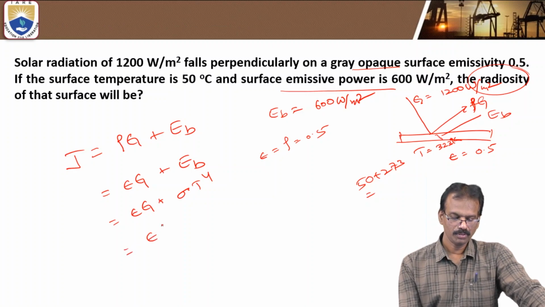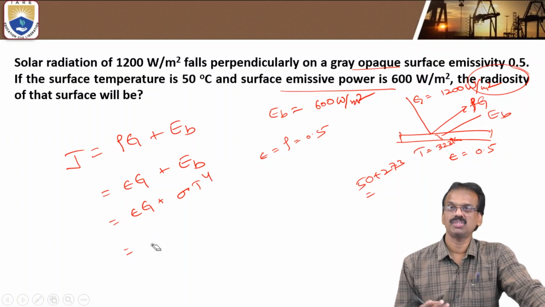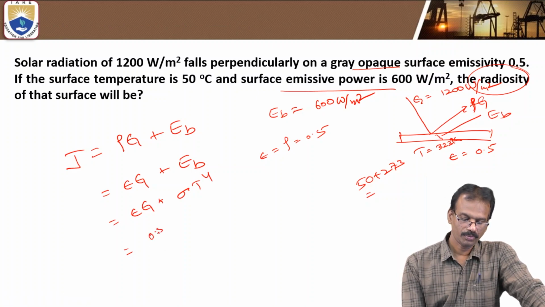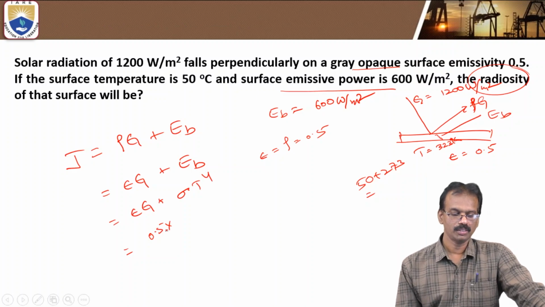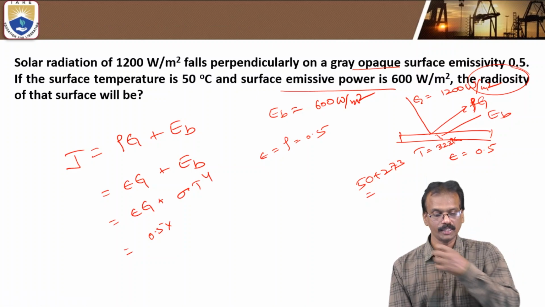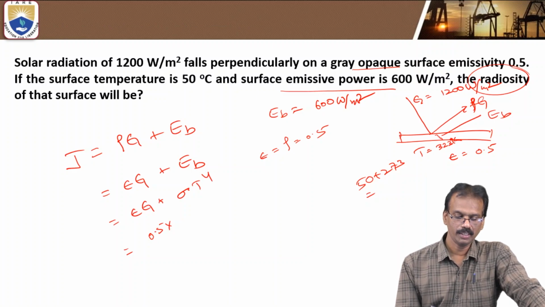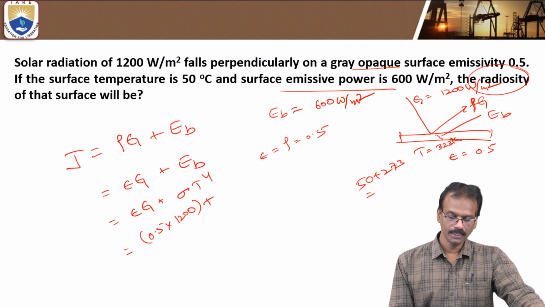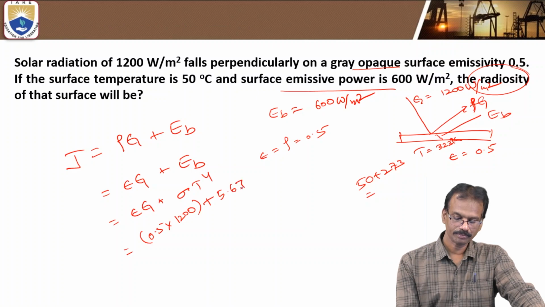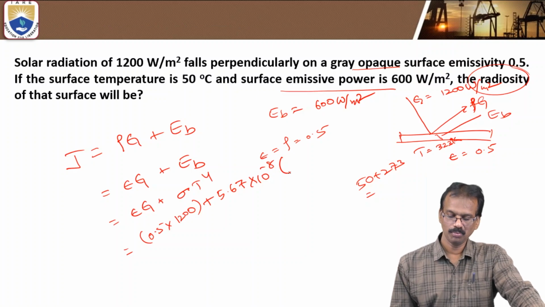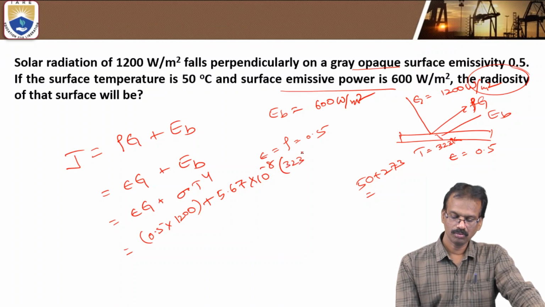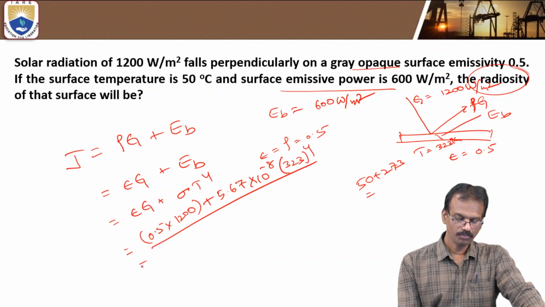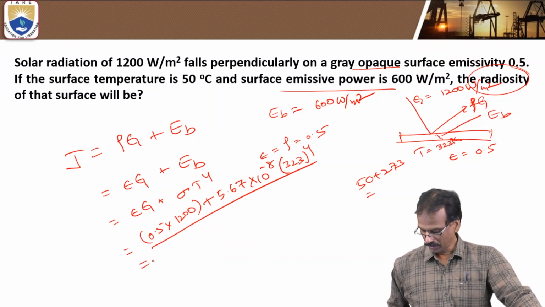What is the value of emissivity? Emissivity here is 0.5 into the irradiation, the falling solar radiation energy, that is 1200, plus sigma, the Stefan-Boltzmann constant, 5.67 into 10 to the power of minus 8, into the temperature of the body, 323 to the power of 4. If you solve this one, you will get the radiosity.